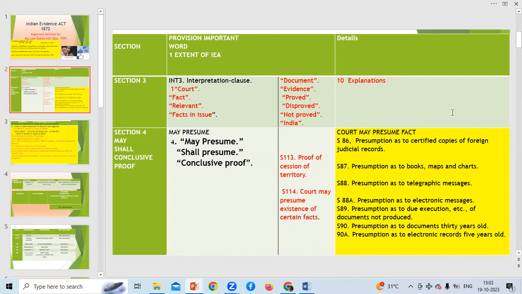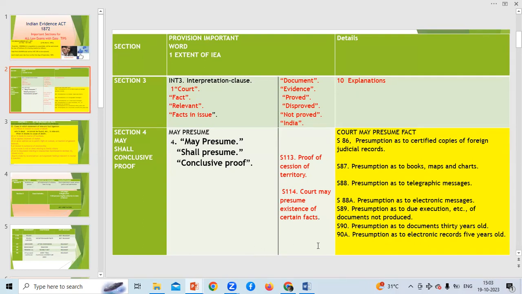So I'll just read it out. Section 86 is presumption as to certified copies of foreign judicial records. Court may presume that they are correct. Presumption as to books, maps and charts. Section 87. Presumption as to telegraphic messages. Section 88A, presumption as to electronic messages. This was added in the year 2000 with the IT Act's amendment. So for electronic messages, the court may presume the fact that they are correct.